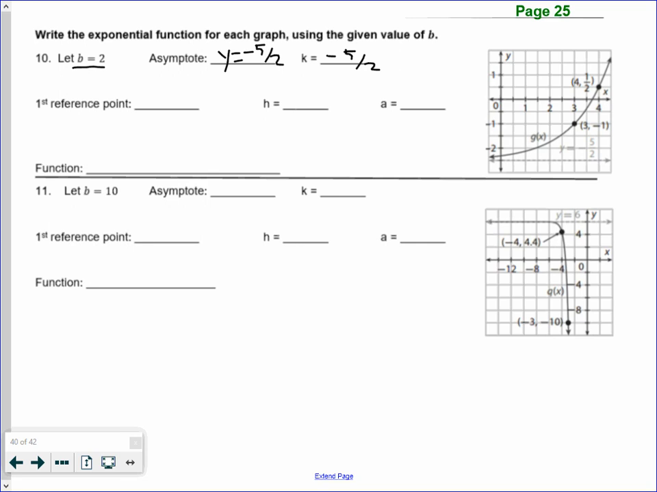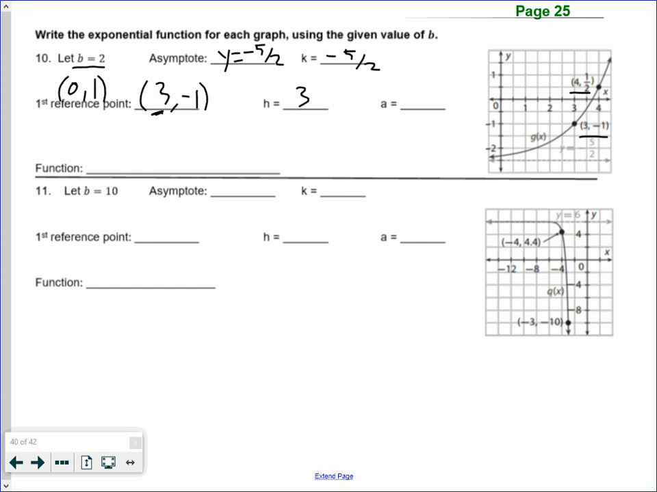Our first reference point, that's going to come from the point 0, 1. So the point 0, 1 compared to the point 1, comma b, 0, 1 has a smaller x value. So we're going to pick the point here with the smaller x value. So that's going to be the 3, negative 1. And that's going to be our first reference point. So our h value, that's going to be our x value there. So our h is 3.